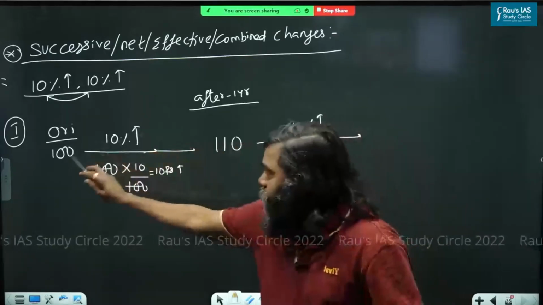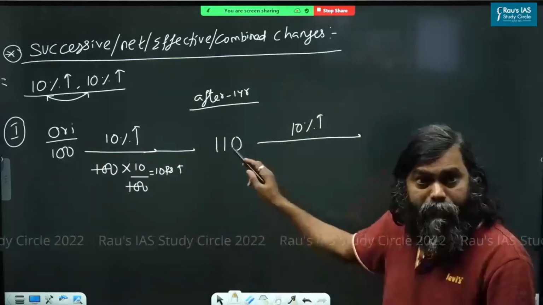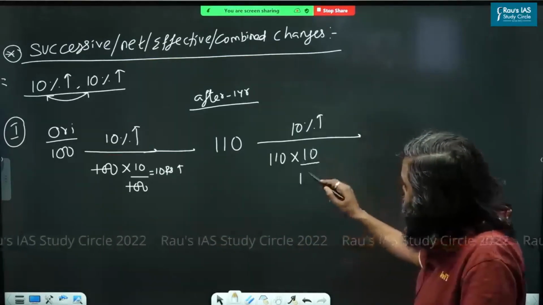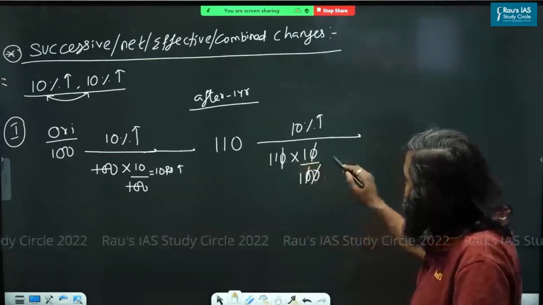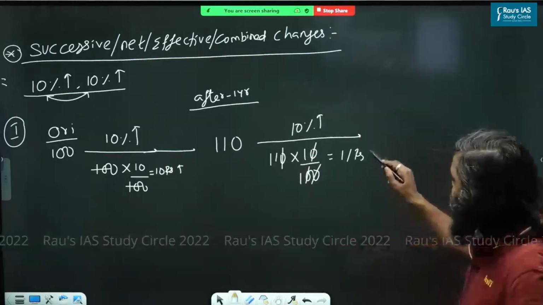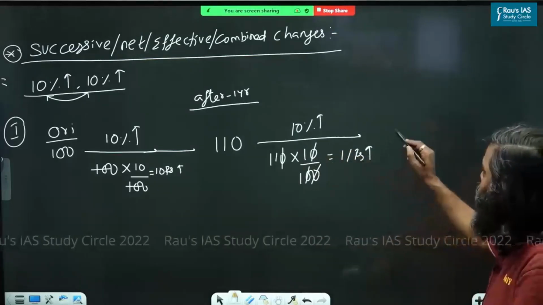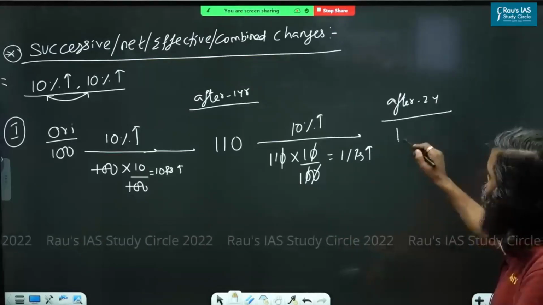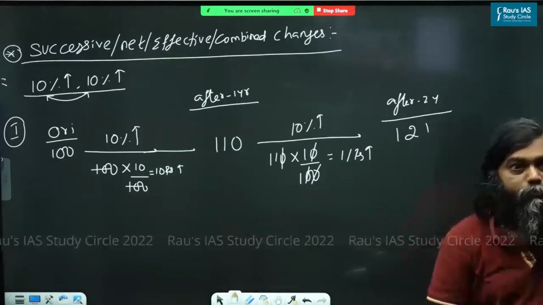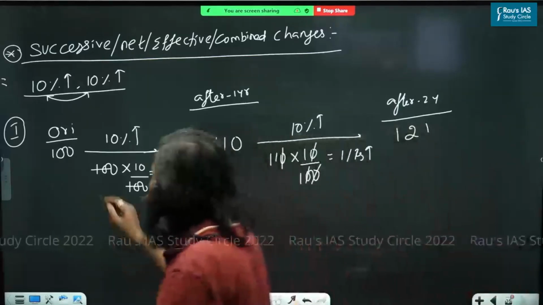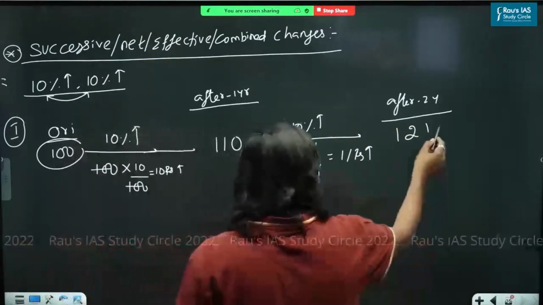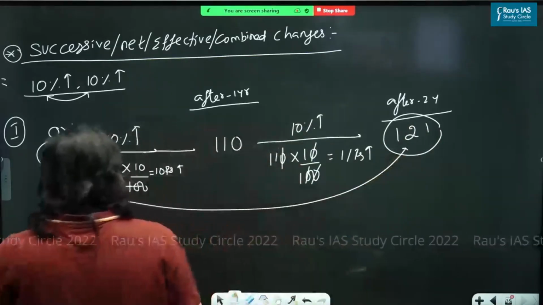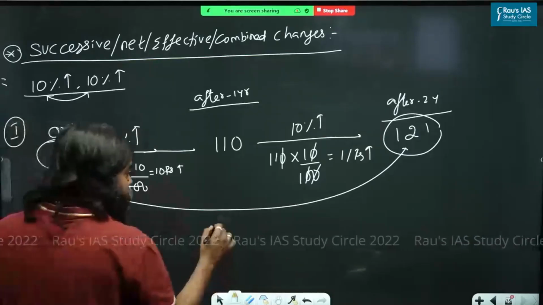10% of what? Of the first year income. So, out of 110, 10% is how much? That is 11 rupees increasing. That means 110 plus 11. So, after 2 years, your income becomes 121. What is your original income? 100. What is the final income after 2 years? 121. Compared to original income, is the final income increasing or decreasing?